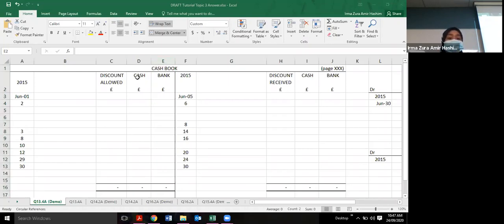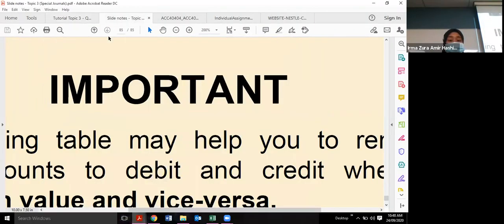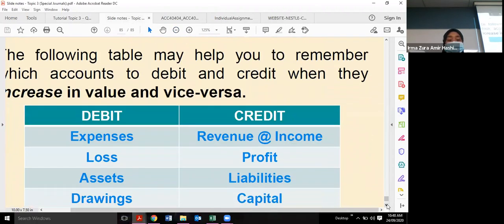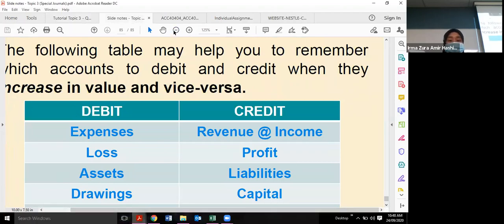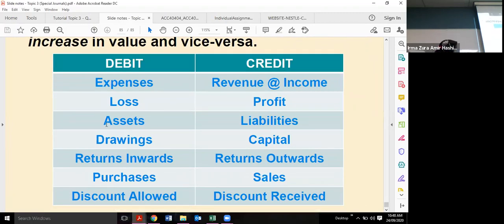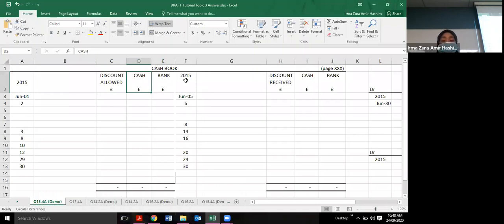Okay, so now, this part, when you give discount to your customer, it will be considered as expenses. That's why here, the discount allowed will be written on the debit side. Okay, so if you refer back to your notes, this is the one that you need to memorize. I make it small a little bit here. There. See, discount allowed as expenses. Okay, now that is for discount allowed.